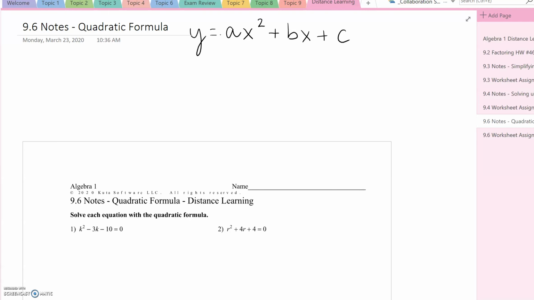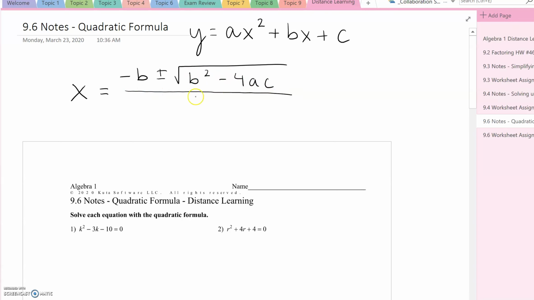Your quadratic formula is x equals, because remember in all of these other ones you've been solving for x, so it should make sense hopefully that it's x equals negative b plus or minus the square root of b squared minus 4ac all over 2a. So that is your quadratic formula.